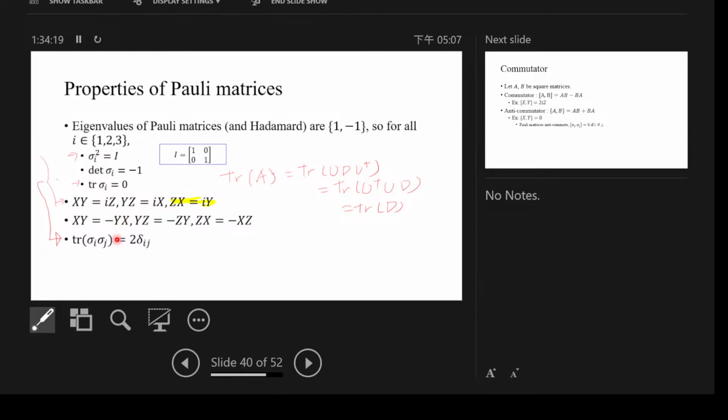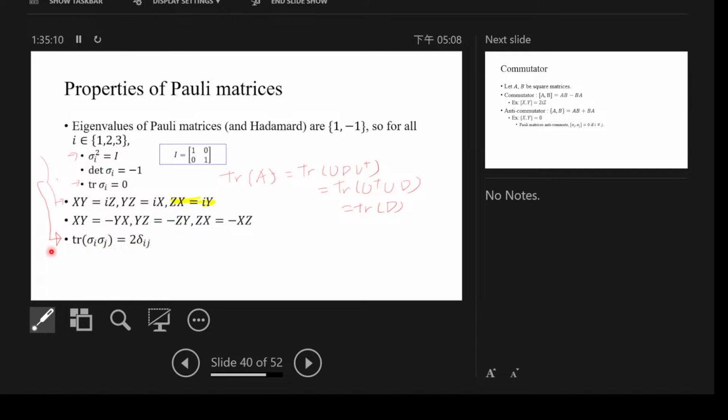And how we get this is that we can check two different cases. If i is not equal to j, then we should get 0 here. Why is this 0? Because if i is not equal to j, then sigma i times sigma j is one of these, some number times the third poly, sigma k. For example, say sigma i sigma j equal to XY. Then you have this equal to iZ, but we know trace Z equals 0, so the trace is 0. So basically you have some number times sigma k, then trace sigma k equals 0, so you get 0.